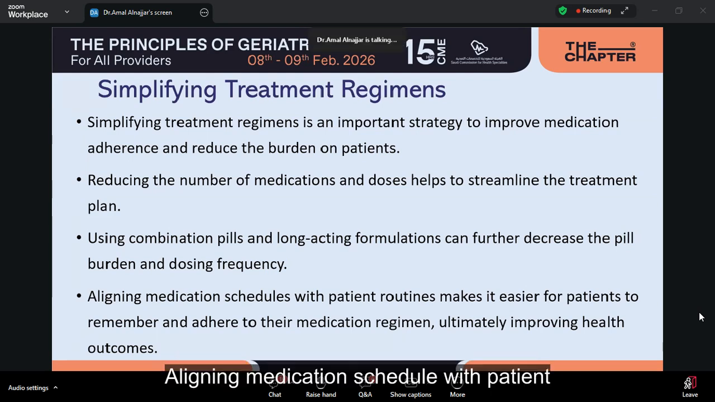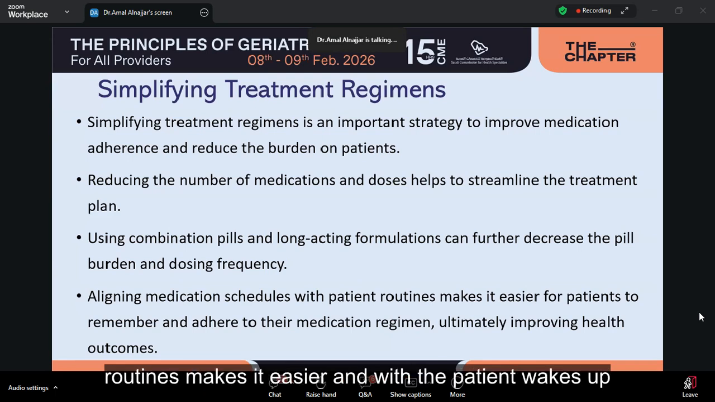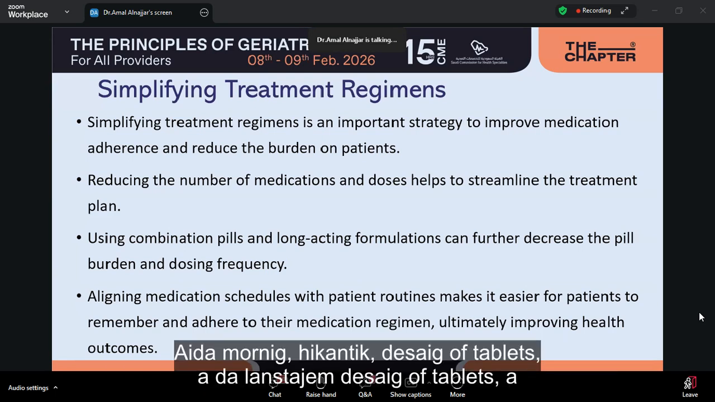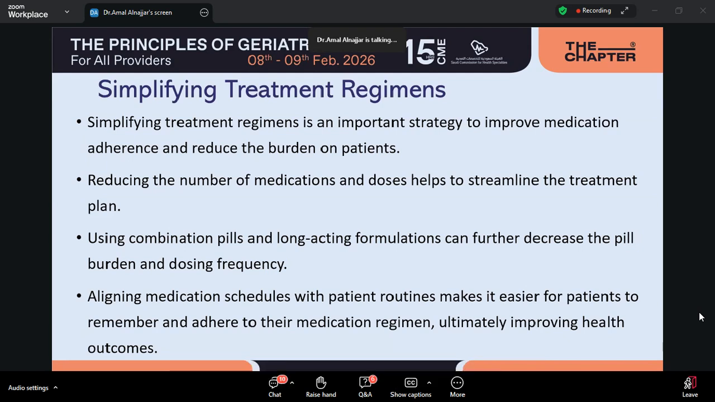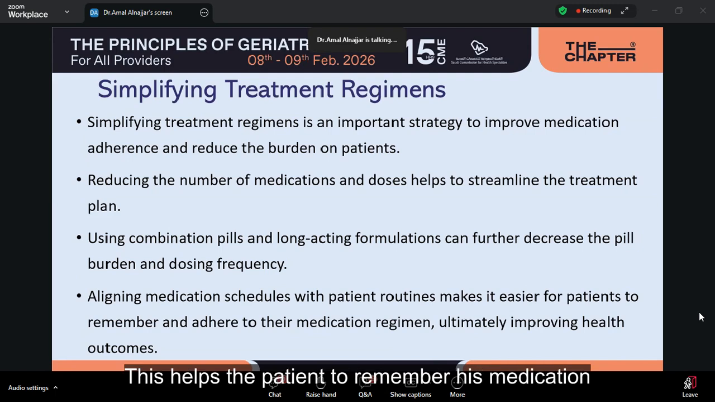Aligning the medication schedule with patient routines makes it easier. When the patient wakes up in the morning, he can take this type of tablets, at lunchtime this type of tablets, at coffee time, in the evening, this type of tablets. This helps the patient to remember his medication.